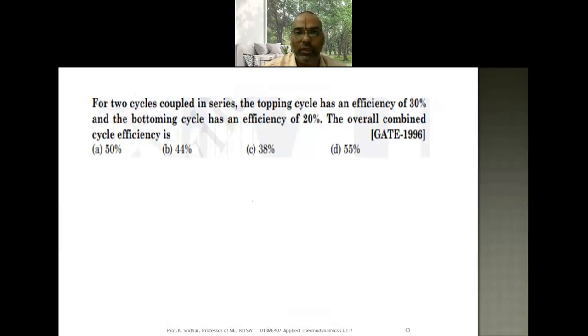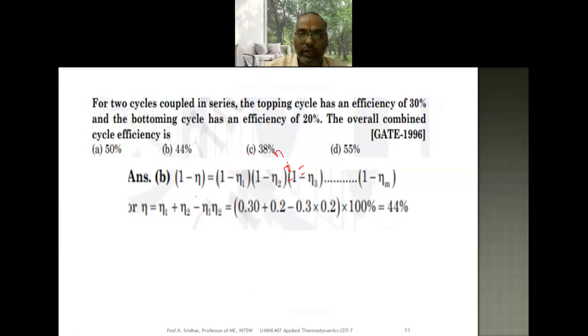Let us consider the first question. For two cycles coupled in series, the topping cycle has an efficiency of 30% and the bottoming cycle has an efficiency of 20%. How can we calculate the overall combined cycle efficiency? We know that the combined cycle efficiency is η = η1 + η2 − η1η2. This is the same formula I have written here. This is the formula by which you can find the overall combined cycle efficiency. You know the η1 value, you know the η2 value, substitute here, and you get 44%. So the answer is B.